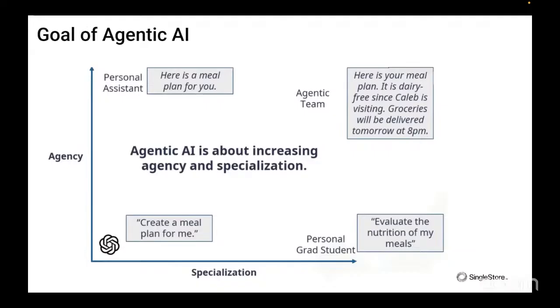But when you have a personal grad student who is specialized in nutrition and health, he can evaluate everything and give you a proper plan. But there is more specialization, but less agency, since there are no agentic or AI agents involved. But if you employ an agentic team, it can do much more than just your meal plan. It can also tell you, groceries will be delivered tomorrow at 8 p.m., and all those things. You can extend the whole concept to different levels. So this is just to show you what the goal of agentic AI is, about increasing agency and specialization.